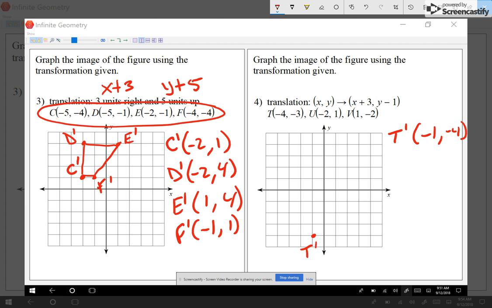Any questions on these? And once again, on the homework, I'll ask you guys for the coordinates of 1 point. On the quiz or test, you will have to graph it.